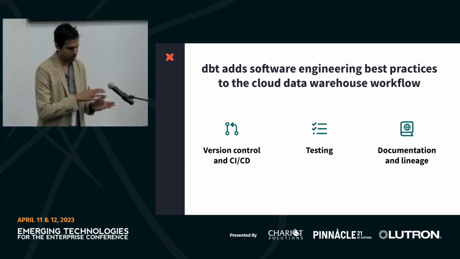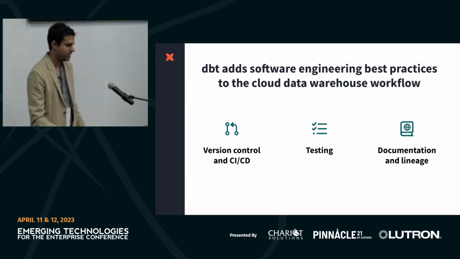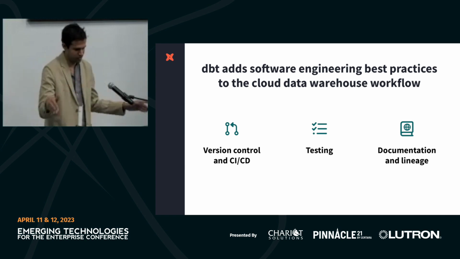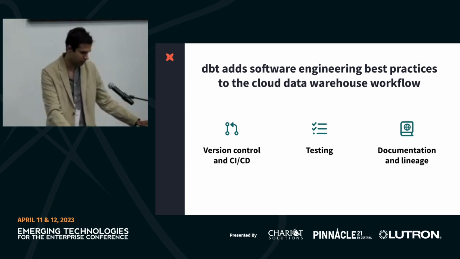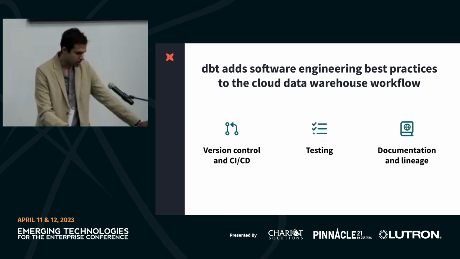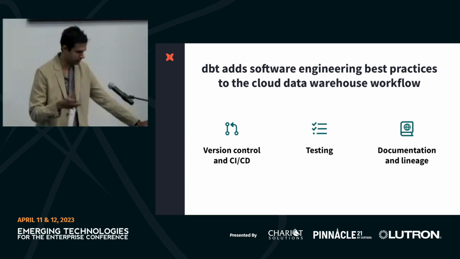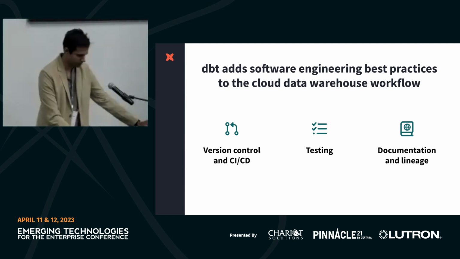So dbt builds on top of the cloud data warehouse, and it adds new software engineering best practices to the workflow. I think the three to highlight here are version control, CI/CD and testing, and lastly documentation and lineage. Most of you are probably familiar with the first two. The last one is a bit unique to data, but I think you've also seen it before.